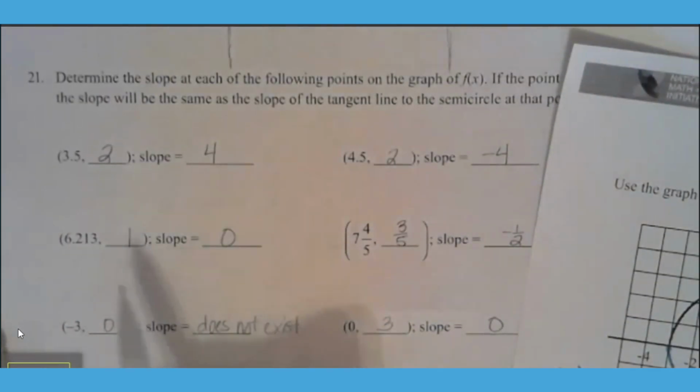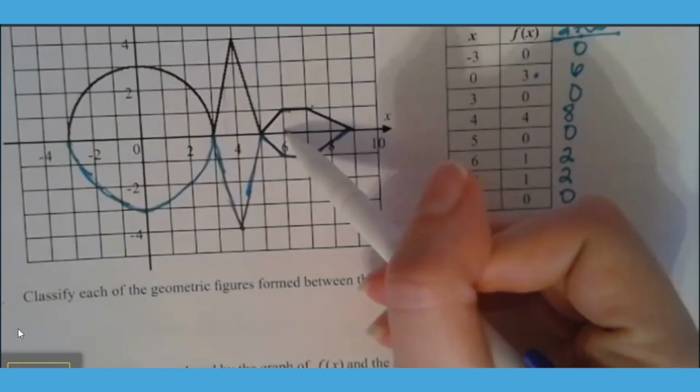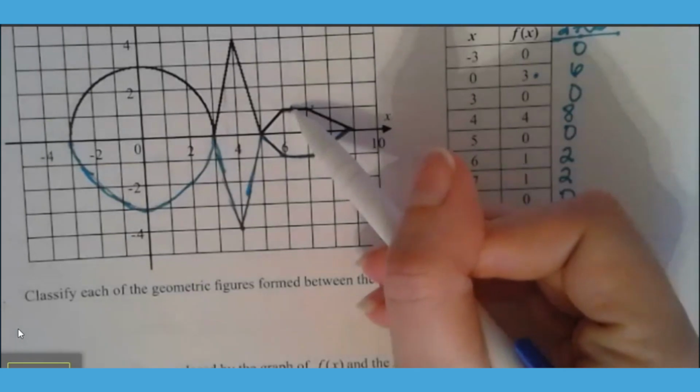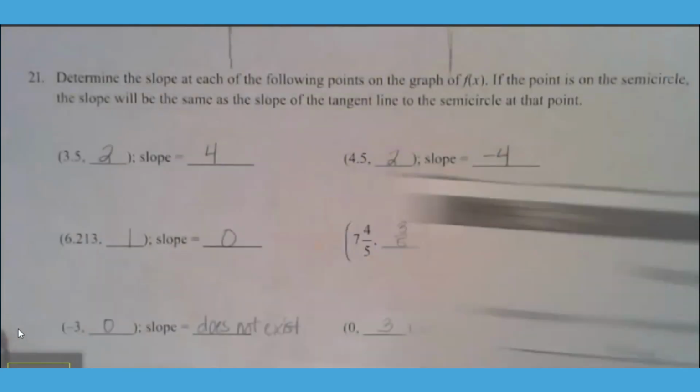When we're looking at something like 6.213, I don't know exactly where that is, but it's a little bit more than 6, which puts me here. Every y value here between 6 and 7 is 1, and that slope is 0.